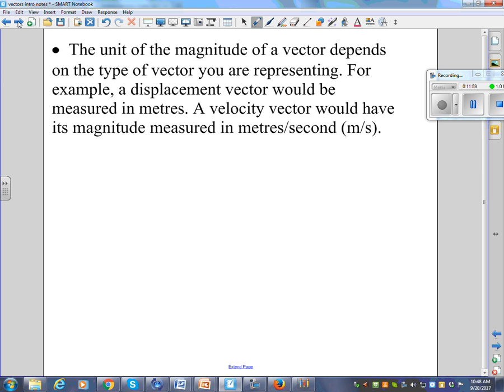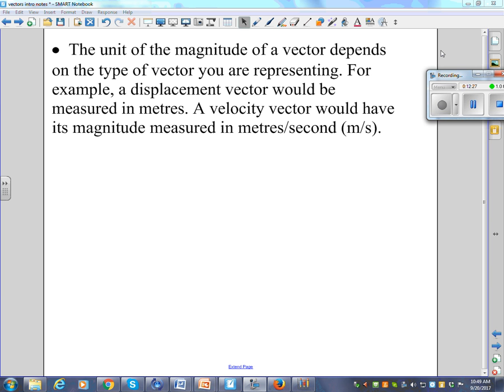The unit of magnitude of a vector depends on the type of vector you're representing. For example, a displacement vector would be measured in meters, because that's what you measure displacement in. What I'm getting at here is there is no special unit for vectors. Vectors are a category of quantities. Okay, so displacements are measured in meters. Vectors are simply a category of units that have a direction.